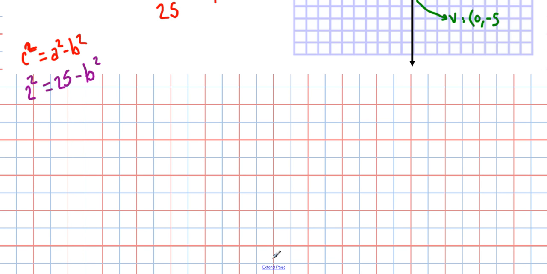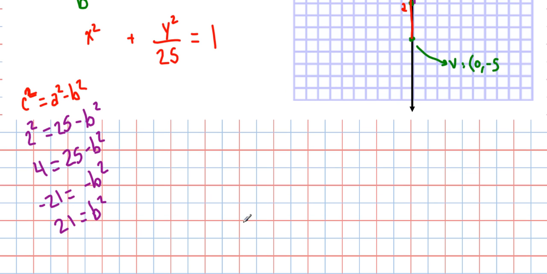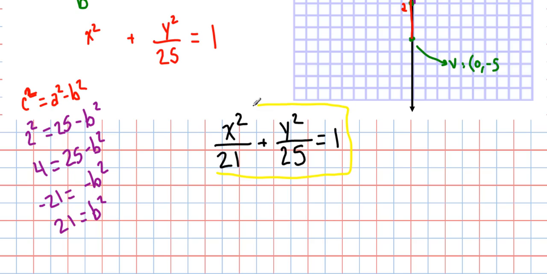2 squared is 4. Let's get b by itself, so subtract 25, we get -21. It's negative b squared, it's multiplied by -1, so 21 is our b squared value. We can plug that right into the formula for our ellipse. So now we've got x squared over 21 plus y squared over 25 equals 1, and that is our final equation for our ellipse.